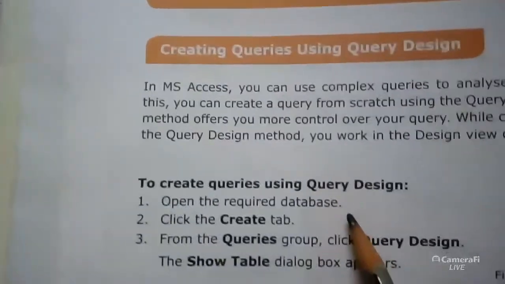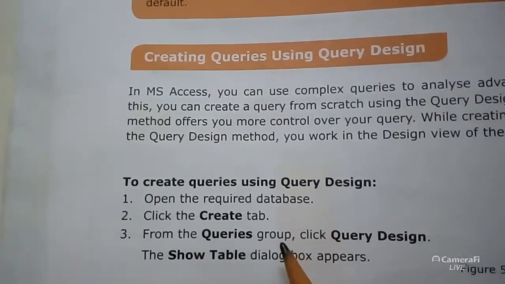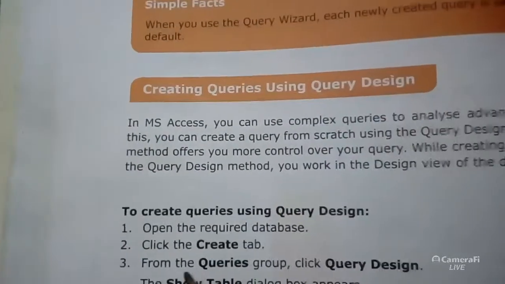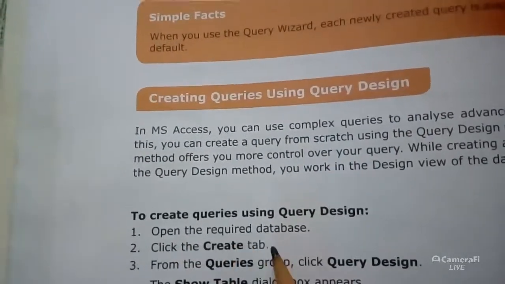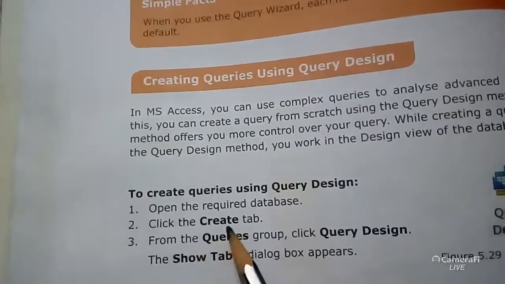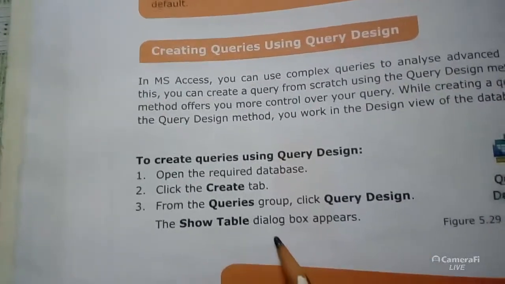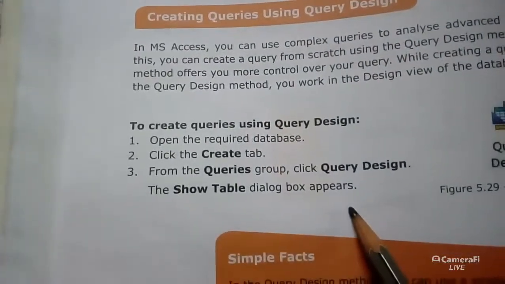Now, the steps to create queries using query design. Open the required database, click the Create tab. From the Queries group, click Query Design. The Show Table dialog box appears.